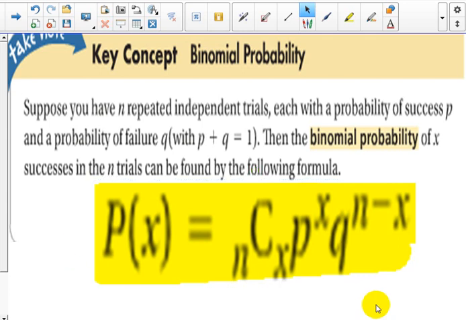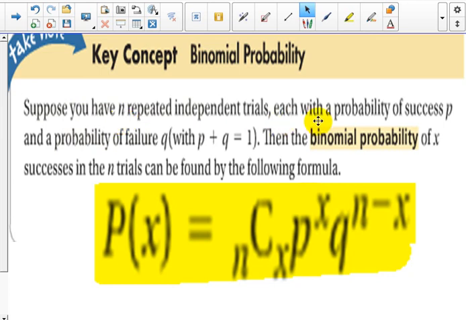So here's the formula. I blew this up and highlighted it in yellow so you can see it. This is the whole topic for today. The binomial probability, this is the formula right here, and you need to write it on your whiteboards, and I'm going to have you write some things on your whiteboards.